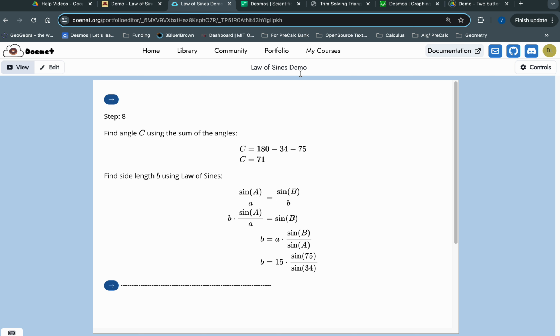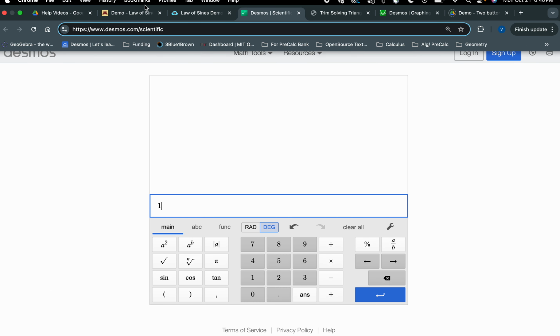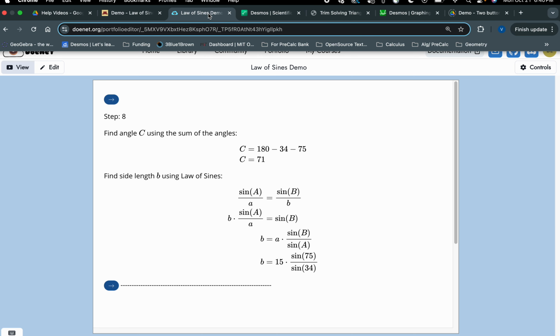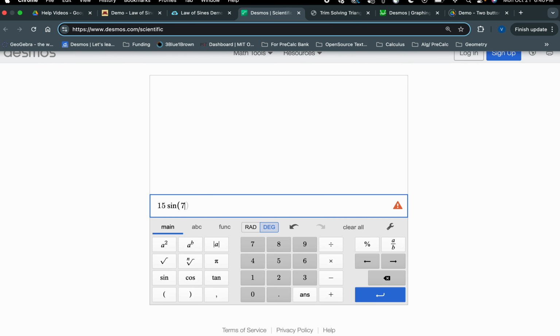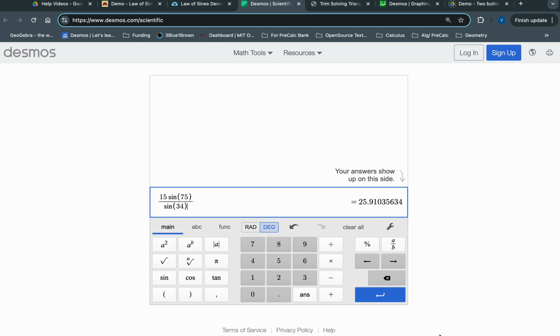Now at this point, I like to use the Desmos Scientific Calculator. If you just Google Desmos Scientific, it'll pop right up. Or if you don't have a graphing calculator or you just don't feel like getting it out, it's really nice. So I go 15 sine of 75 over sine of 34. Just make sure you're in degrees, because if you're reporting your angles in degrees, and you get all of this. So at this point, you're getting an approximate value.